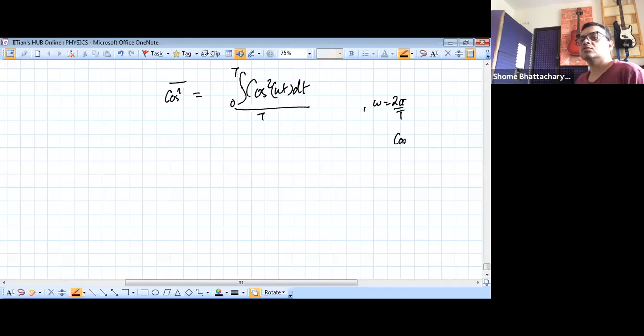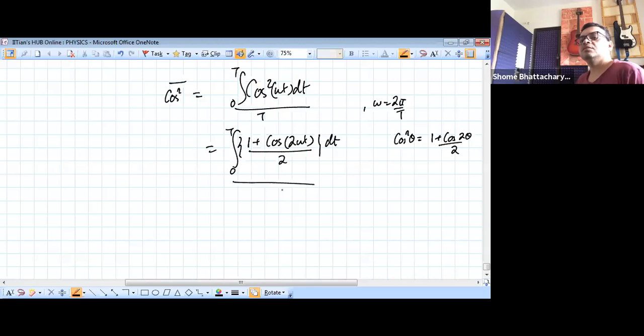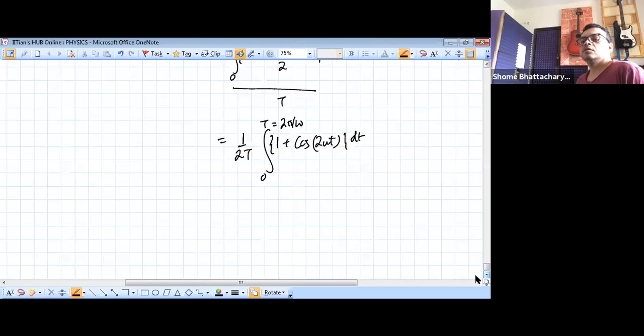Now we can write cos square theta as (1 plus cos 2 theta) by 2. So doing that, this is (1 plus cos 2 omega t) by 2, integrated from 0 to T, divided by T. So take the 1 by 2 outside and the T from the denominator. It becomes the integral from 0 to capital T, which is, by the way, how much? It is 2 pi by omega. So substitute this now.